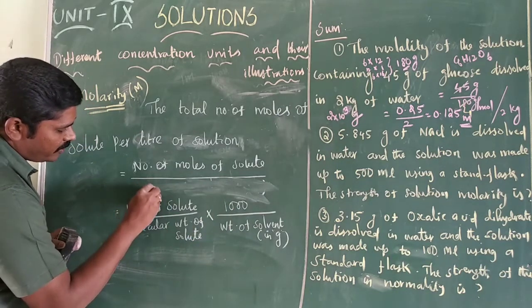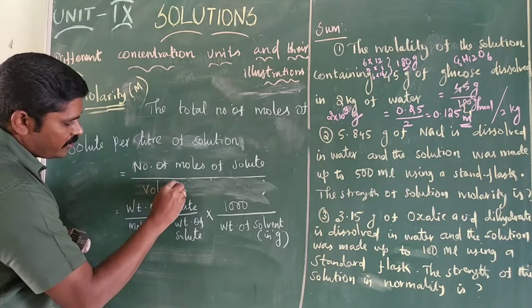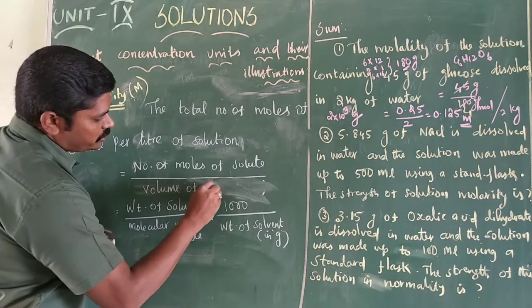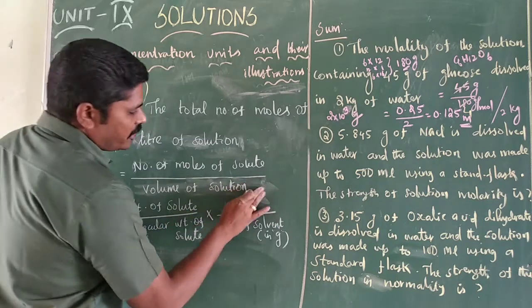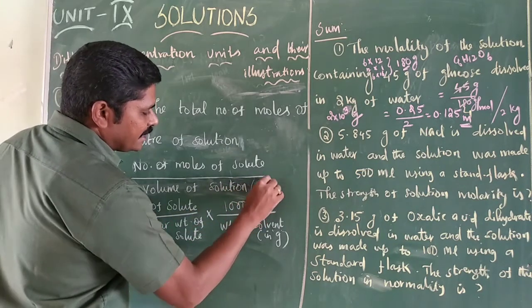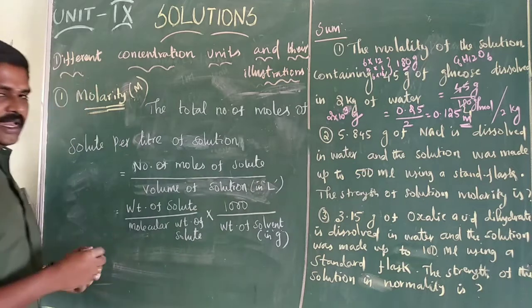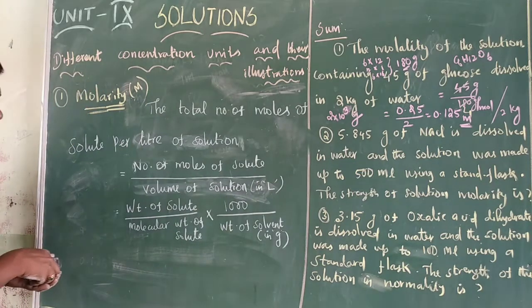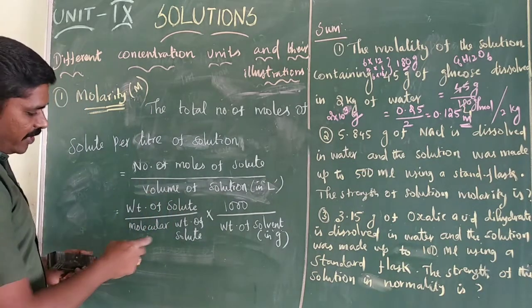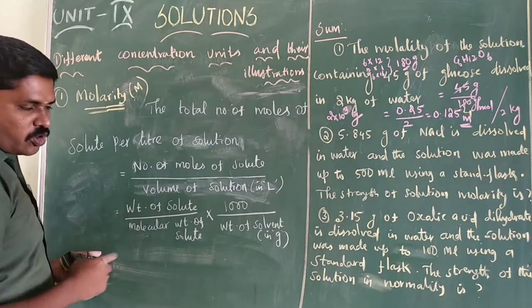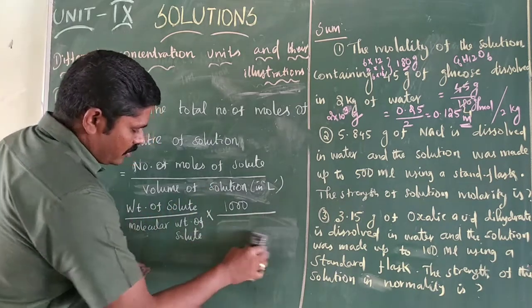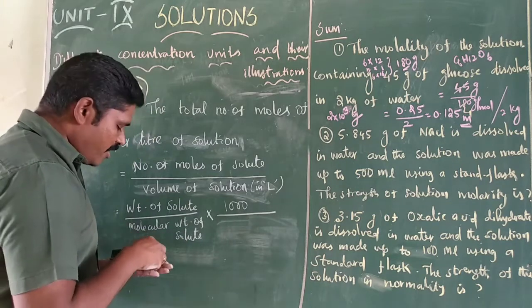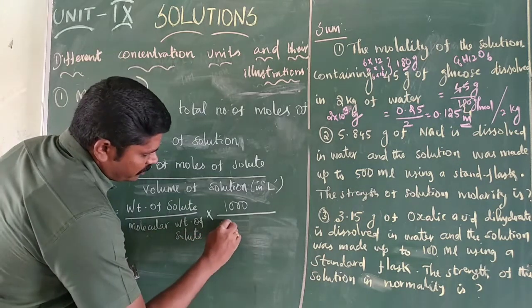Divided by volume of solution in liter. In other words, the weight of solute divided by molecular weight of solute into 1000, divided by volume of solution.